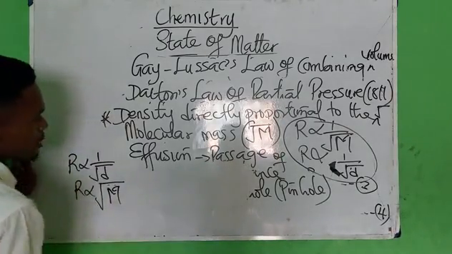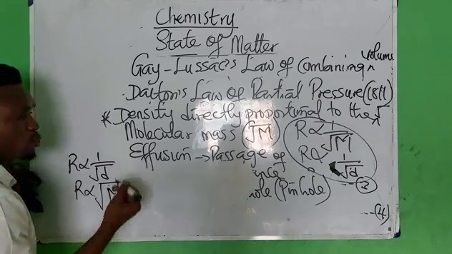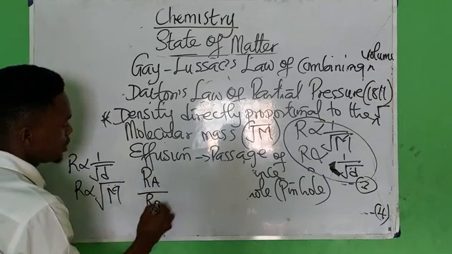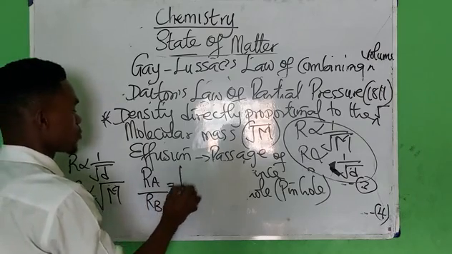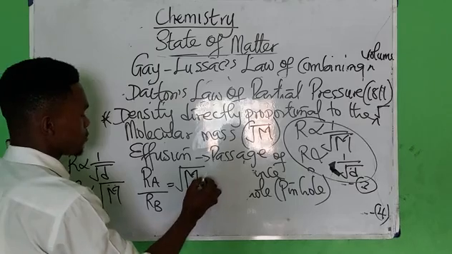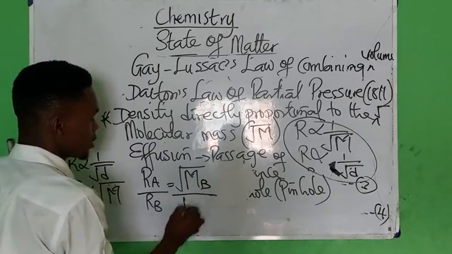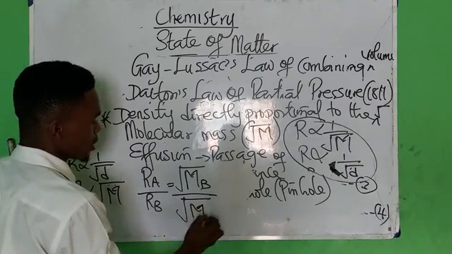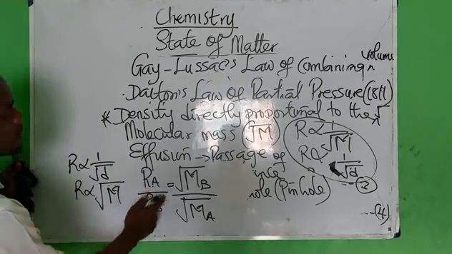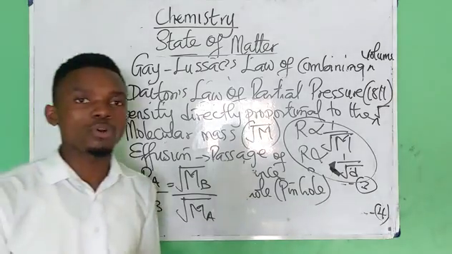Now, if I want to relate rates and molecular mass of two entities, I can say rate A over rate B is equal to the square root of molecular mass of B over the molecular mass of A. So that if I cross multiply, I'll have this. So at this point, we call it a day.